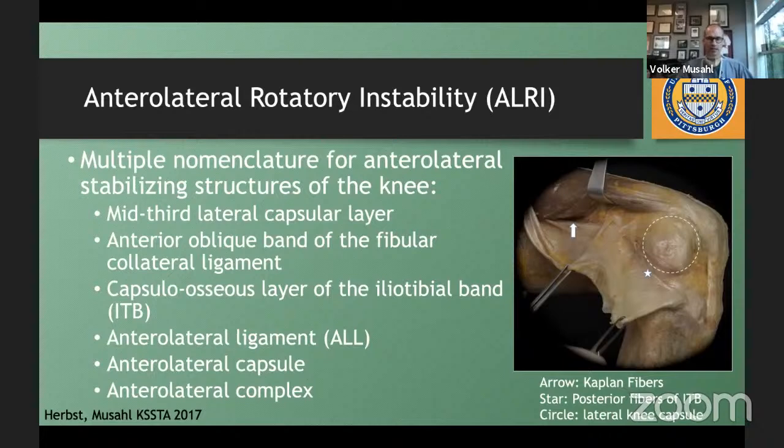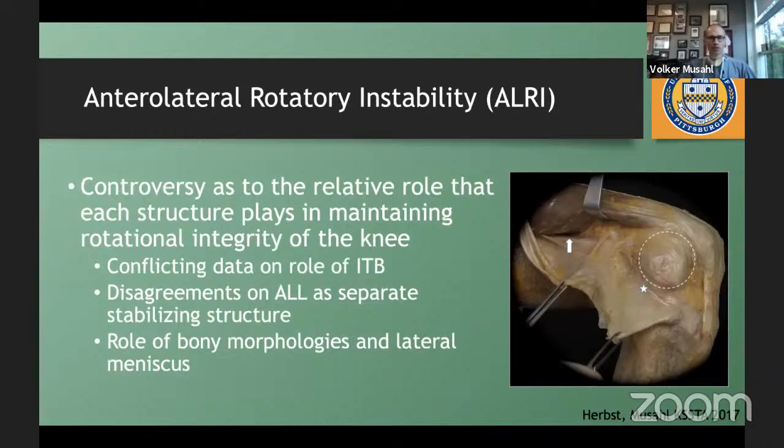And there's also the capsule itself. And then all of it together we call the anterolateral complex. So the controversy really is what role does each structure play? And very important is that the restraint to internal rotation really is the ACL and then the IT band.